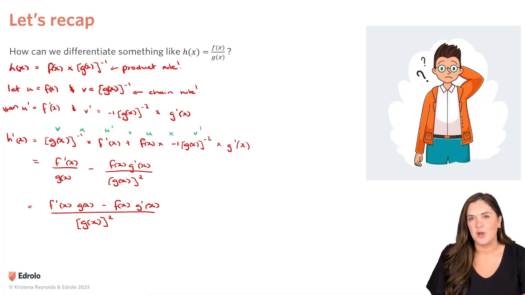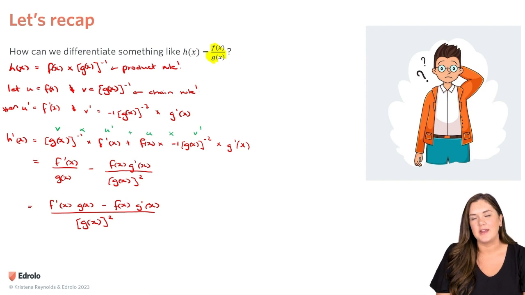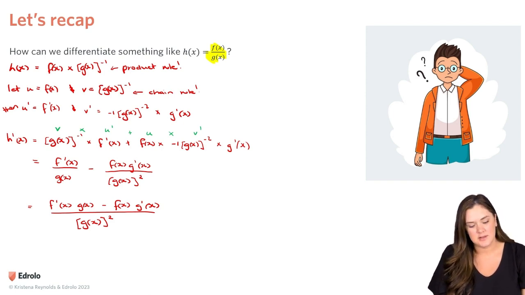Let's recap what we've learned over the last few lessons. We can differentiate circular functions, logarithms, exponentials, polynomials, composite functions, and products of functions. But what about something like this? We've got f of x over g of x. So using what we already know about the index laws and the product rule, let's rewrite this into something that's workable. If we rewrite this using negative indices, we get this here.